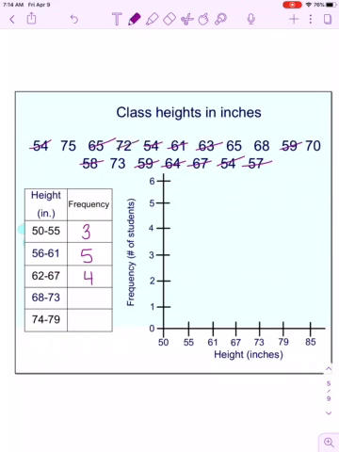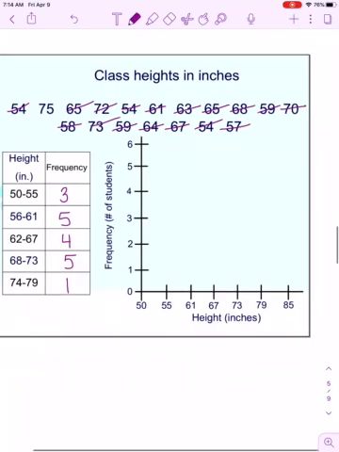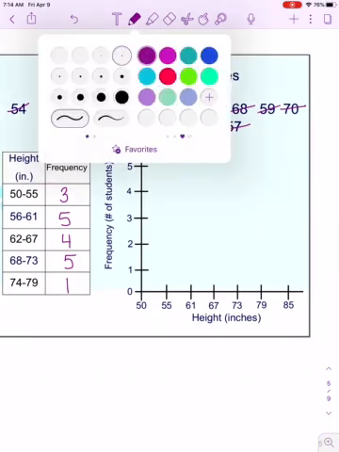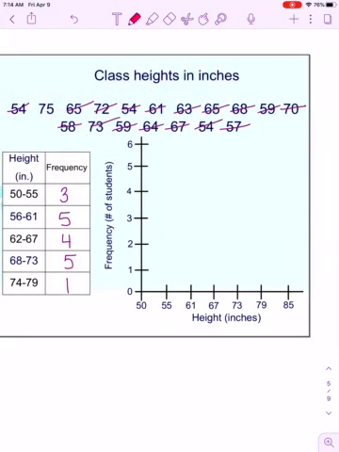68 to 73. So 1, 2, 3, 4, 5. And then 74 to 79, there's only one. And then the graph's made for you, so all you have to do is do your frequencies up to each number. So the first one's 3.